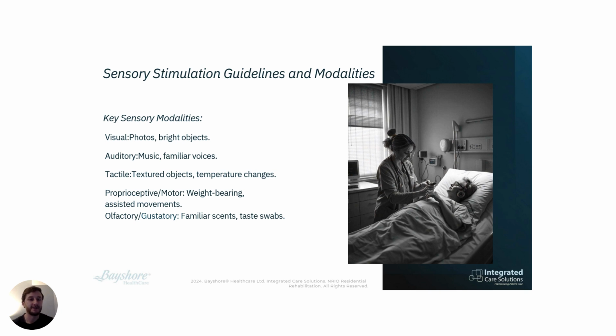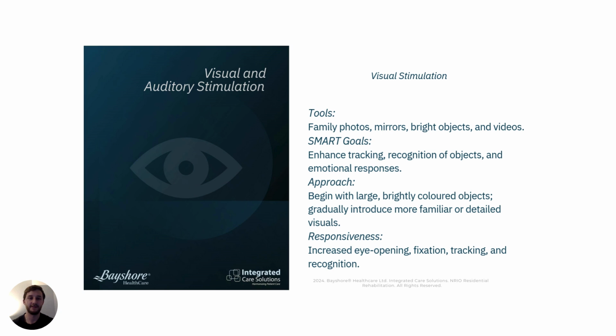Some other key sensory modalities are visual photos, bright objects, auditory music, familiar voices. They even suggested having like a recording of a family member speak. Tactile objects such as textured objects, temperature changes, proprioceptive motor, weight bearing, assisted movements, and familiar sense.